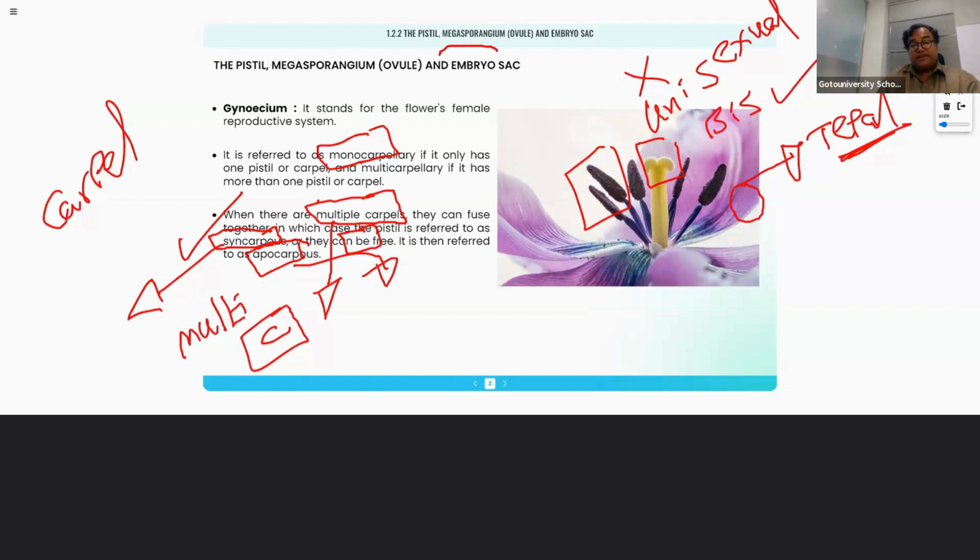The embryo sac is very, very important to understand. It is the other term for the female gametophyte. So the female gametophyte is also called the embryo sac.